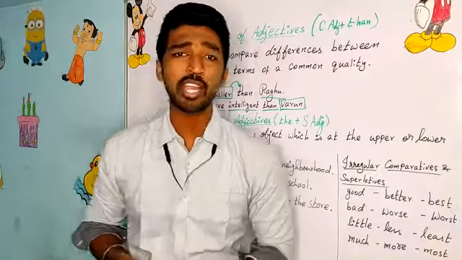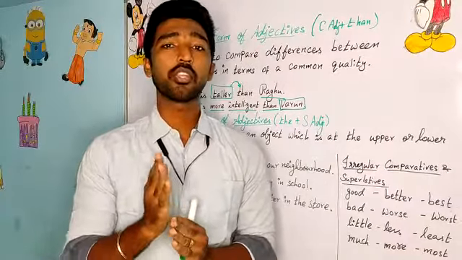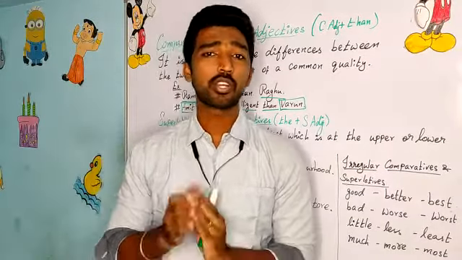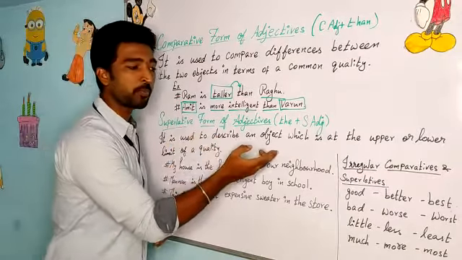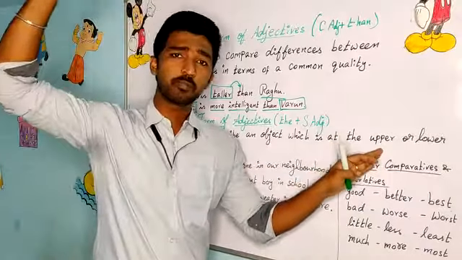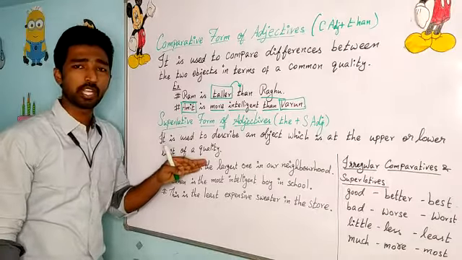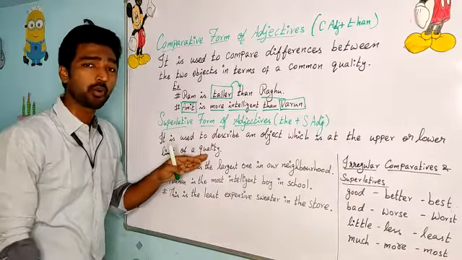And the next one we have in our hand is the superlative form of adjectives. Superlative, super, to the greatest or to the lowest. Yes, we are going to use the superlative form of adjectives to compare one object with many. The definition here is: superlative form of adjectives are used to describe an object which is at the upper, the topmost, or lower, the bottom limit of a quality. The uppermost quality or the bottom quality, the lowermost quality.